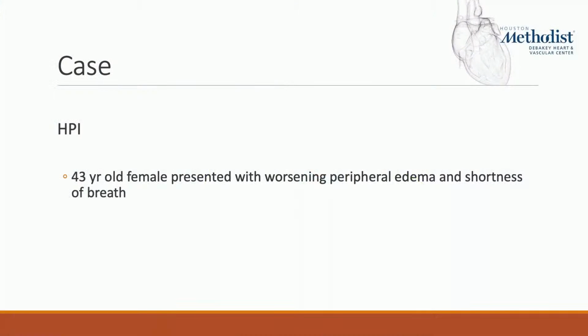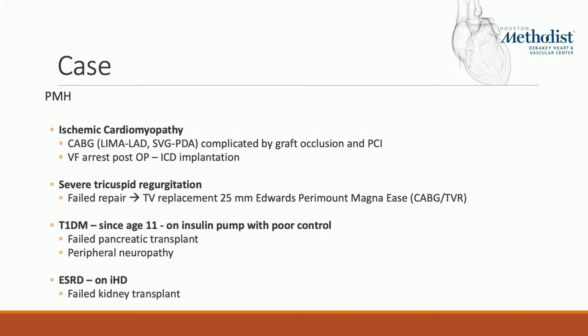So the second case that I will be presenting for our structural heart disease interventions is a case of bioprosthetic valve failure. Our case is a 43-year-old female that presented with worsening peripheral edema and shortness of breath. She has extensive past medical history: ischemic cardiomyopathy with CABG, with LIMA to LAD and vein graft to PDA, which was complicated by graft occlusion and PCI. And then she had an episode of VF arrest post-op, which required ICD implantation.